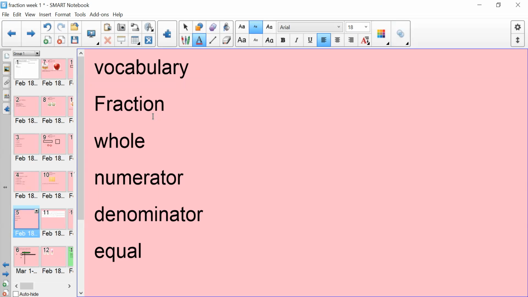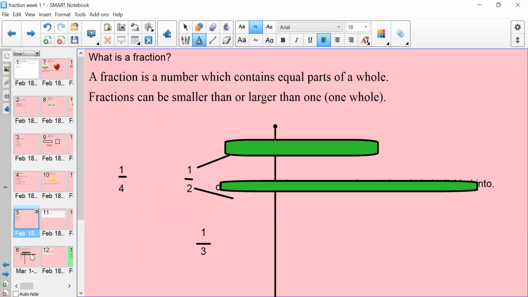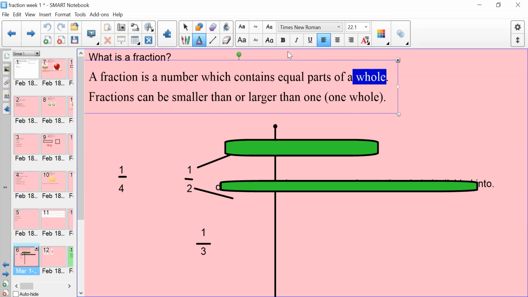Okay, so we're going to come to fraction in a moment and whole and numerator and denominator on the next slide. If we have a look at equal, so that obviously means that it needs to be the same amount. Okay, so let's have a look at what the other four words mean. So what is a fraction? A fraction is a number which contains equal parts of a whole. So there's our second vocabulary word, whole. Okay, so a whole number could be 1 or 2 or 3, and a fraction would be smaller than that.